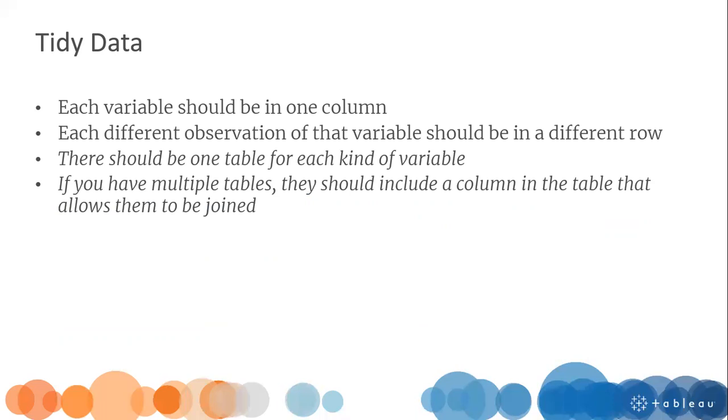Like I said, we wouldn't want dates and cities all in the same column. Each different observation of that variable should be in a different row. And there should be one table for each kind of variable. If you have multiple tables, they should include a column in the table that can be joined. And we'll talk more about joining information here in just a moment. But for the most part, if we have one spreadsheet and you have a row at the top with your column names, and under each column name, you have the actual data for that column, you should be okay.